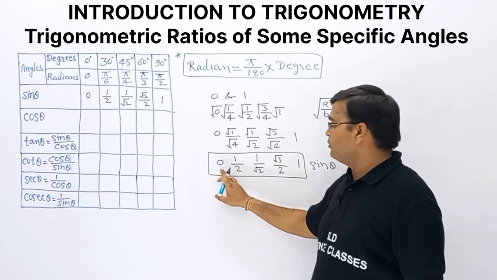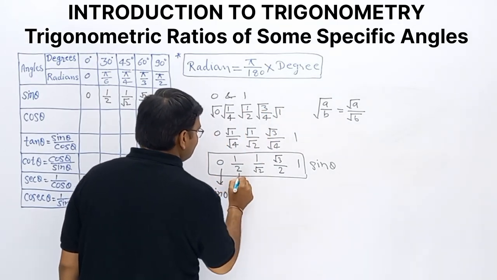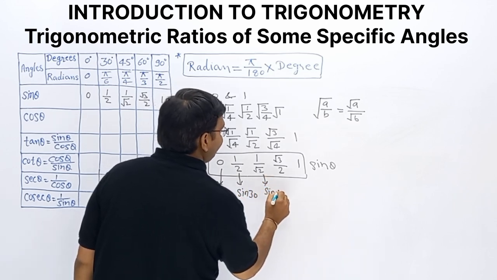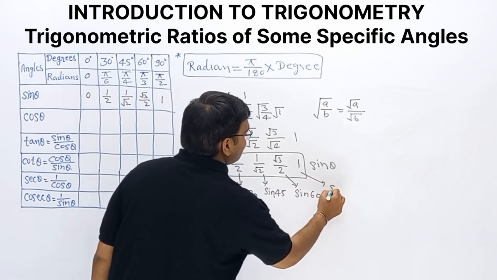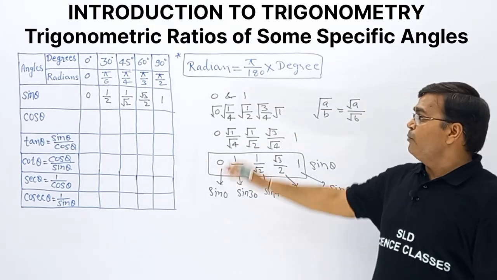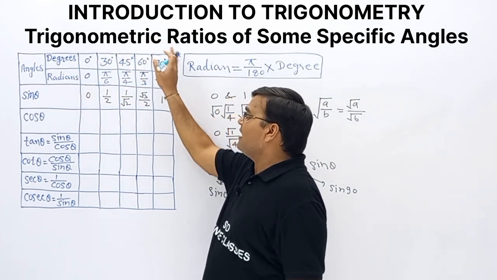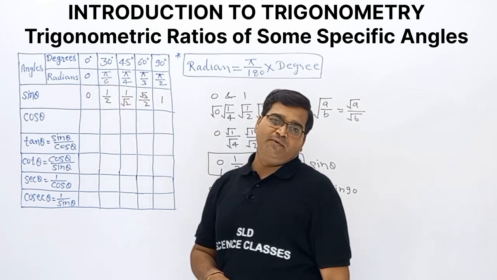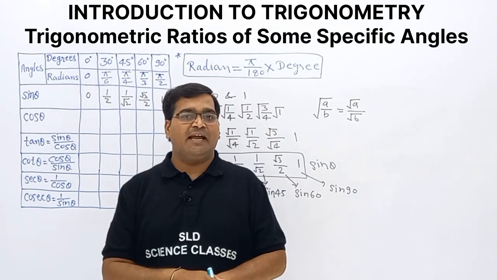This is the sine 0 value. This is the sine 30 value. This is the sine 45 degree value. This is the sine 60 value. And this is the sine 90 degree value. Clear? So you memorize these things only: sine 0, 30, 45, 60 and 90 degrees. What we have is 0, 1 by 2, 1 by square root of 2, square root of 3 by 2 and 1. Now how will we write the remaining values?